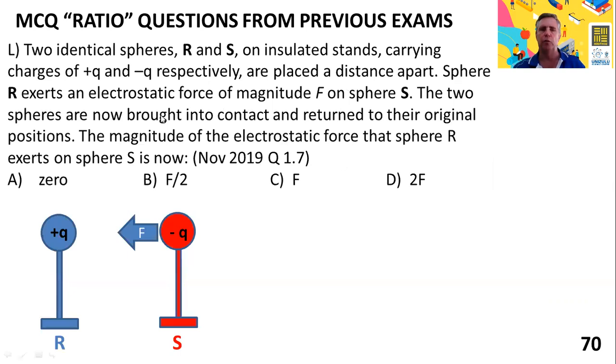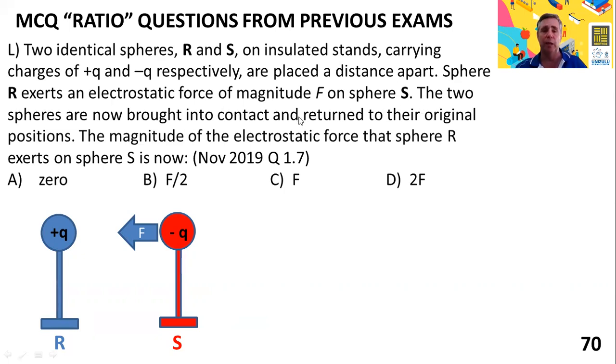Okay, let's look at the first one we've called number L. It's from November 2019. You've got 2 identical spheres. The picture was not given, but I'm giving you a picture, carrying charges of plus Q and minus Q. Sphere R exerts an electrostatic force of magnitude F. They're brought into contact and then returned to their original positions. What is the magnitude of the electrostatic force that R exerts on sphere S now?